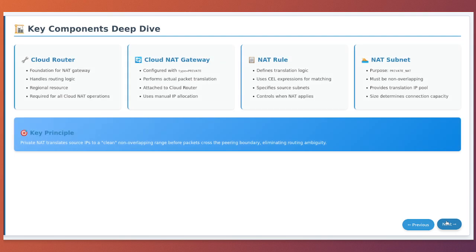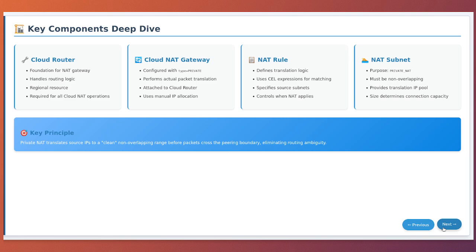Key components deep dive. Let's break down the essential components that make Private NAT work. Understanding each piece is crucial for successful implementation. First, we have the cloud router. This is like the foundation of your NAT setup. Every cloud NAT gateway must be attached to a cloud router, which handles the routing logic and advertises routes. The cloud NAT gateway is configured with type equals private, which tells GCP this isn't for internet access but for private-to-private translation.